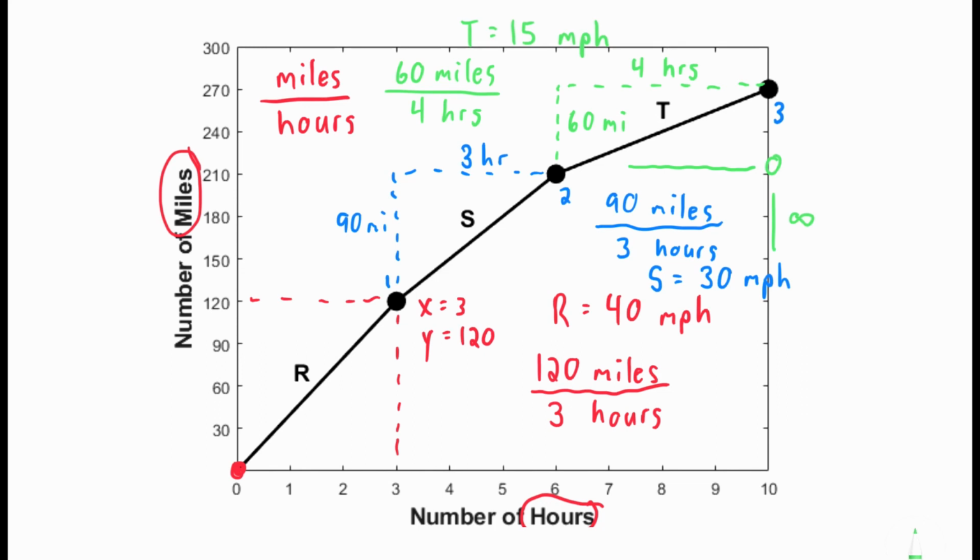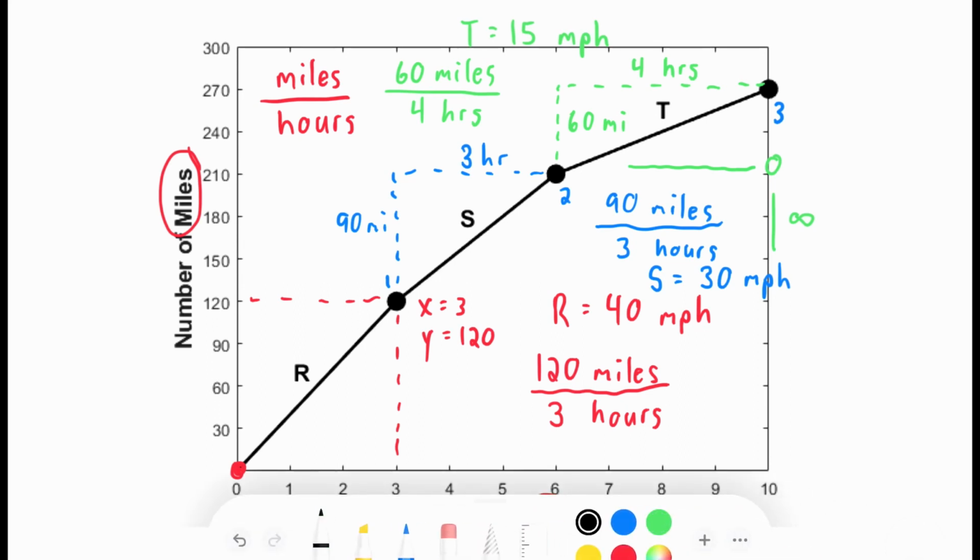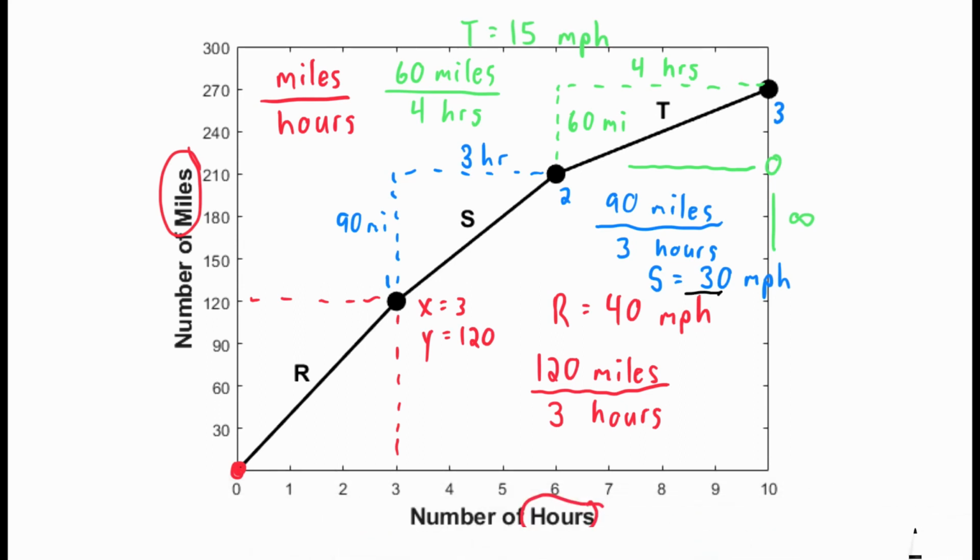Just by doing that, we also answer part B and part C. Part B says, what is the slope of part R? The slope of part R, we already have as 40 miles per hour. So the answer to part B is 40 miles per hour. Part C says, what is the speed of the car in part R? Well, the speed of the car, we've already discussed, is the slope, so the speed of the car in part R is also 40 miles per hour. Just by calculating the slope of each one of these lines, you've already answered A, B, and C.